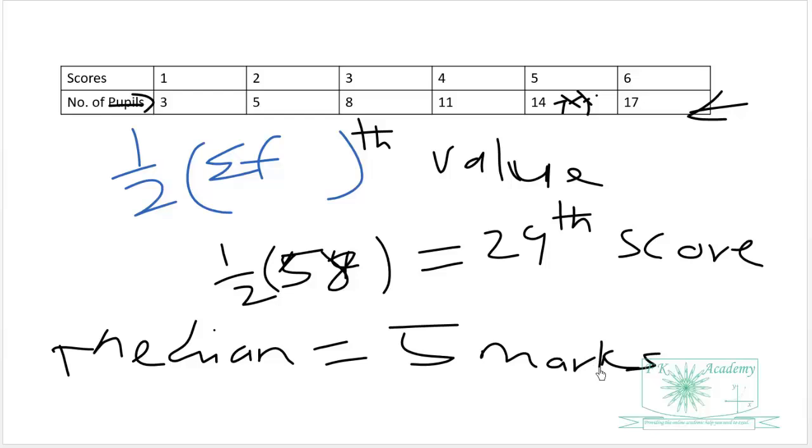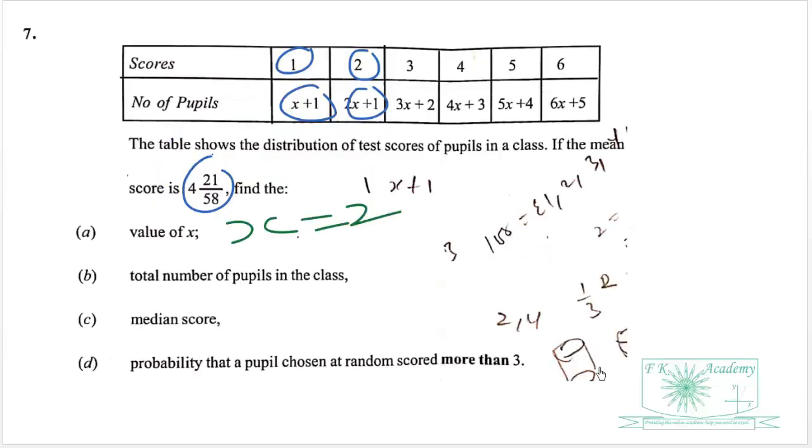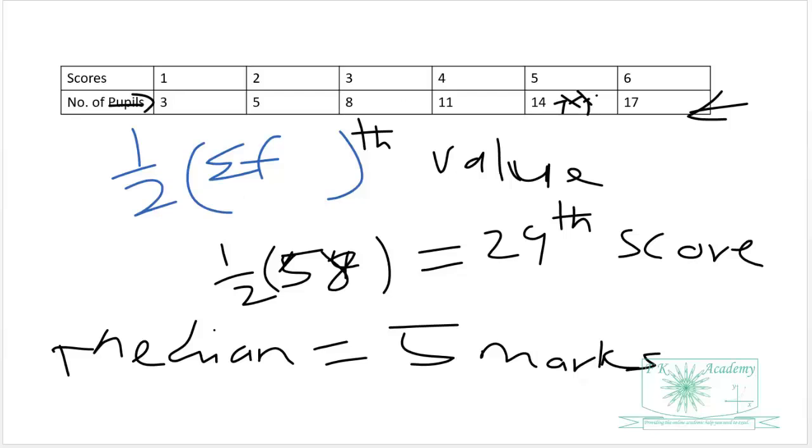Then let's look at the last part of the question. The probability that a person chosen at random scored more than 3. Scoring more than 3. So that will be equal to, this is 3.